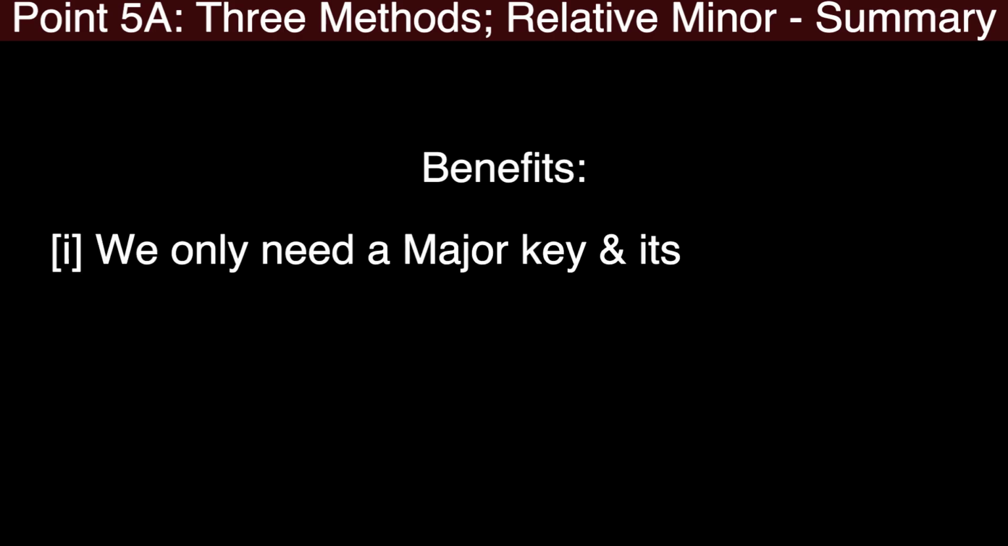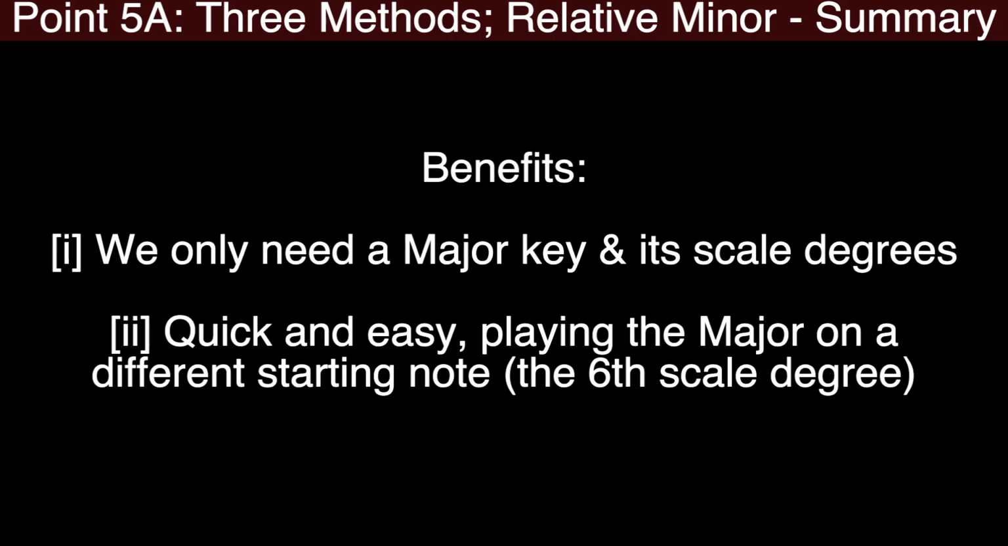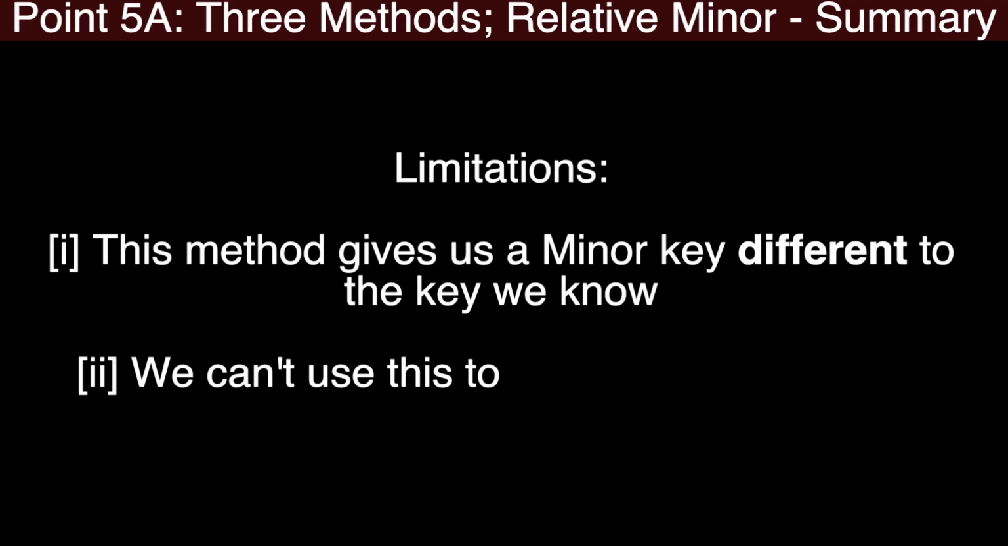The benefits of method 1 are: we only need to know a major key. It's quick and easy playing the major on a different starting note. Limitations: although we do learn a second key very easily, for example, A natural minor uses all of the same notes as C major, if we want C natural minor, our knowledge of C major isn't going to help us using this method.